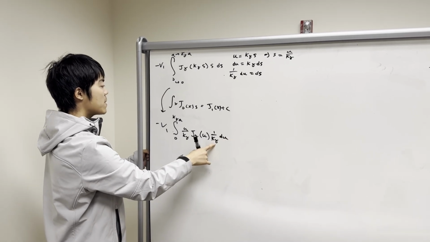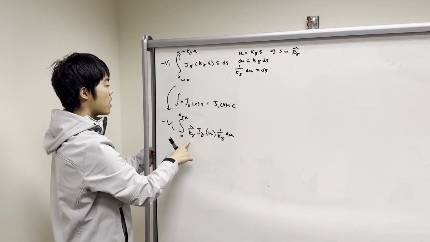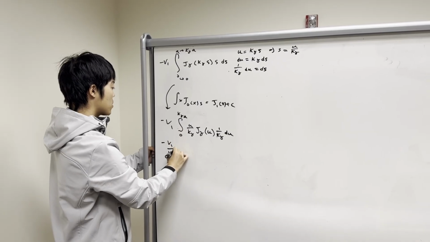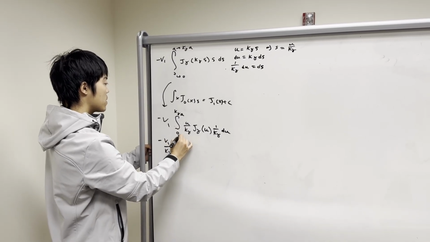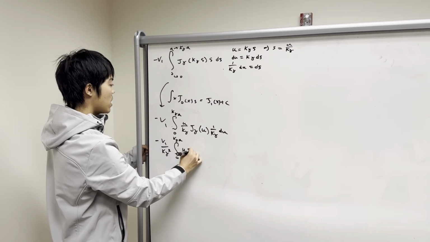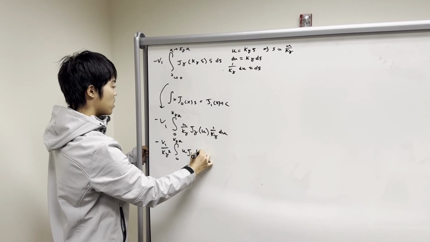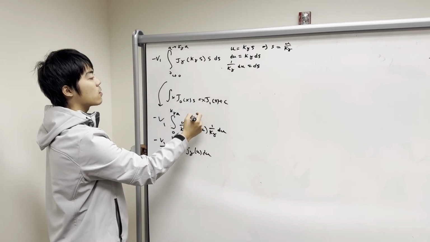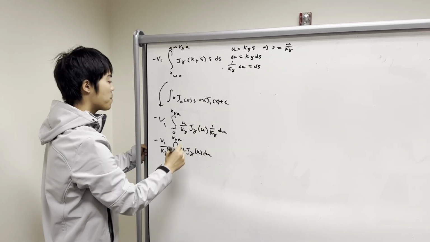And the gammas don't depend on u at all, so we can pull them out, and we're going to end up with negative v1 over k gamma squared times the integral from 0 to k gamma a of u J gamma u du. Oh, and sorry, I typoed here, but there's actually still an x here for that property.